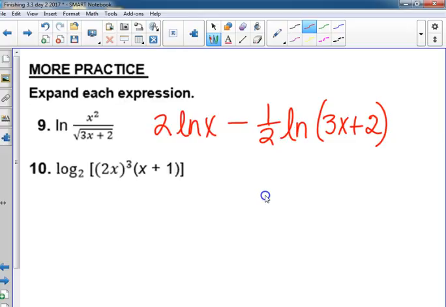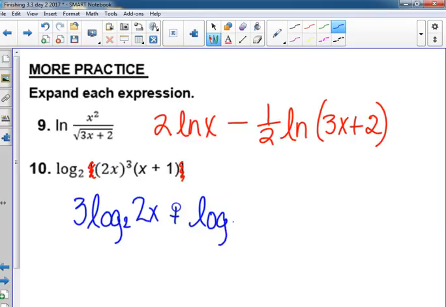Okay, number 10. Those square brackets are bothering me. I don't really think we need them there, as long as we understand that all of this is multiplied and all of it applies the log, right? That's all they were doing there. They're just bothering me. Anybody want to try this? What do you think, guys? Okay, I'm okay with this.